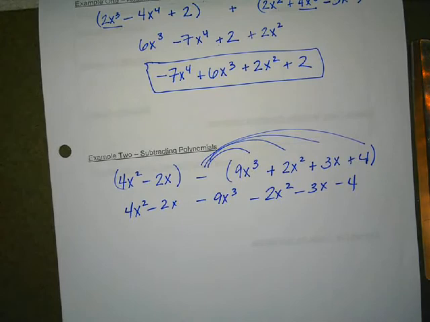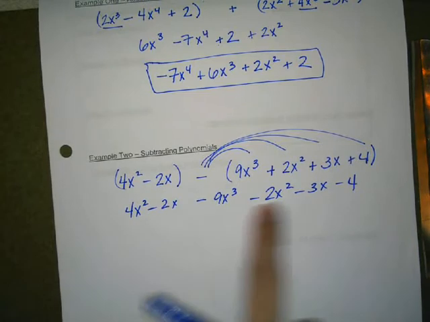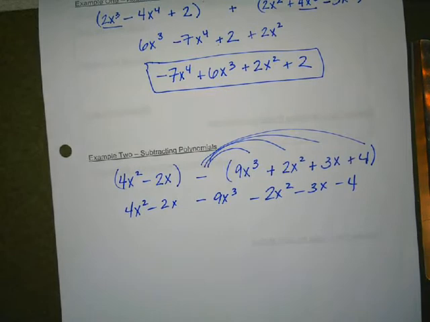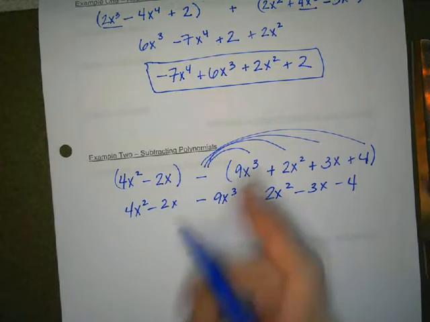So let's actually do it so we're written in descending order. The highest degree term here that I see is what, Shay? What do you see as the highest degree? Oh, thank you. Yep, negative 9x cubed.